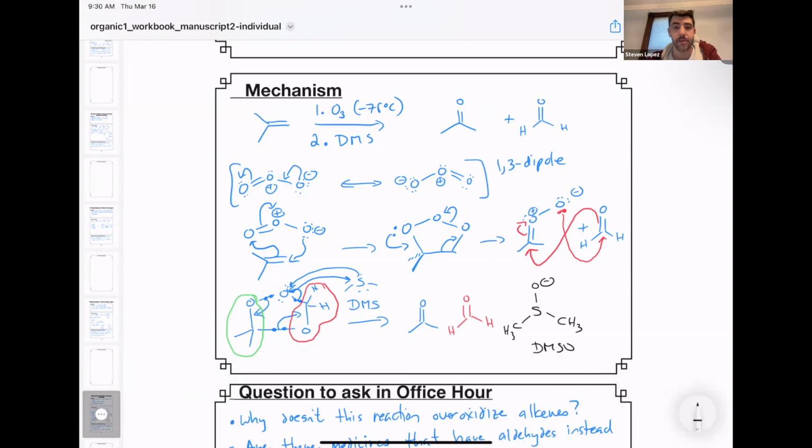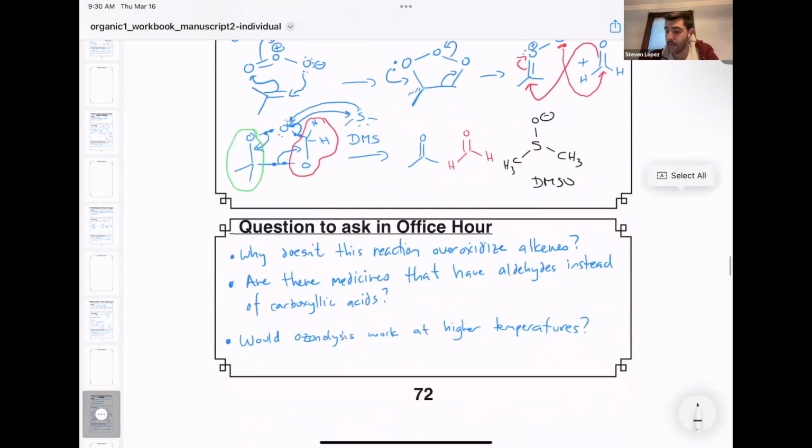Let's talk about a few questions you might ask in office hours. One, why doesn't this reaction over-oxidize alkenes? Two, are there medicines that have aldehydes instead of carboxylic acids, where an ozonolysis reaction would be really helpful? And three, would ozonolysis work at higher temperatures, given that these reaction conditions are pretty low temperature, minus 78 degrees Celsius? I want to stress 5 minutes is not enough to cover ozonolysis, and you should spend much more time than that working on this mechanism and understanding this reaction.